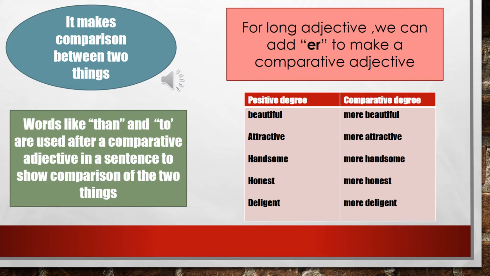Okay, as you can see in the table on the screen, we have the column for positive degree and the column for comparative degree. So we have the word beautiful turned to more beautiful. Attractive, when you compare it with another, becomes more attractive. The word handsome, when you compare with another, will become more handsome. Honest, more honest. Diligent, more diligent.